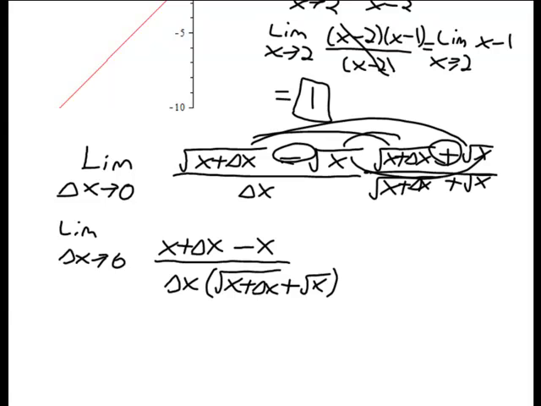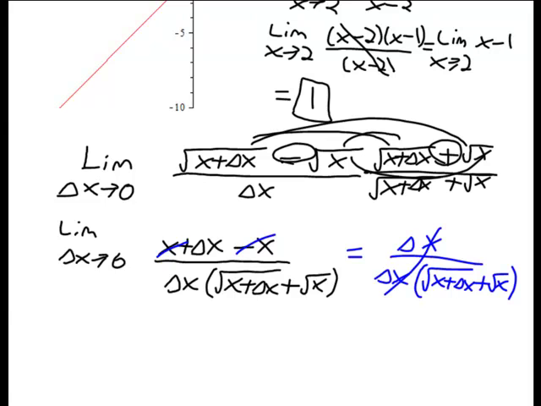We see we have an x and we have a negative x. So we can cancel those two out with one another. And then we have just delta x in the numerator. So we'll have delta x over delta x times (the square root of x plus delta x plus the square root of x). And then we can cancel those delta x's out. So then it will become the limit as delta x approaches 0 of 1 over (the square root of x plus delta x plus the square root of x).